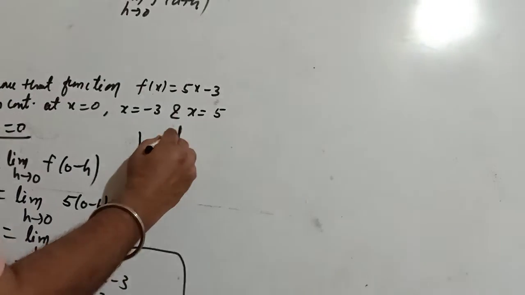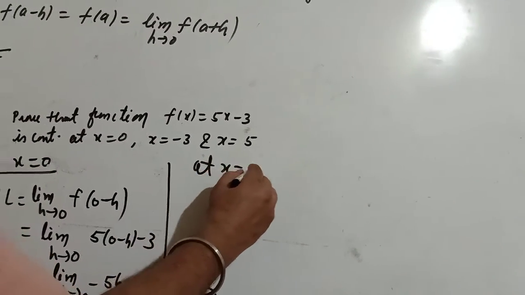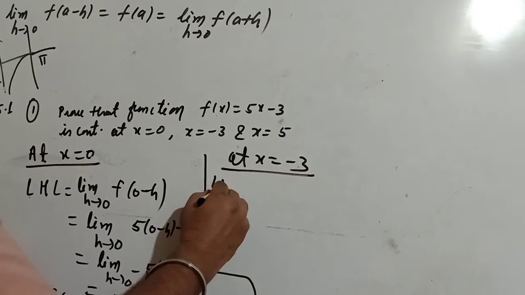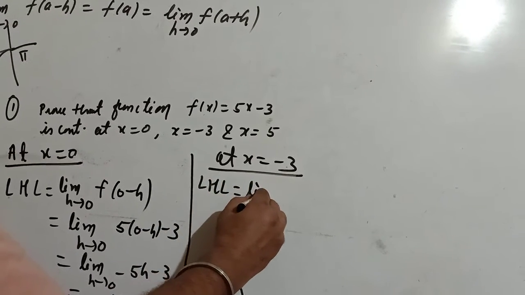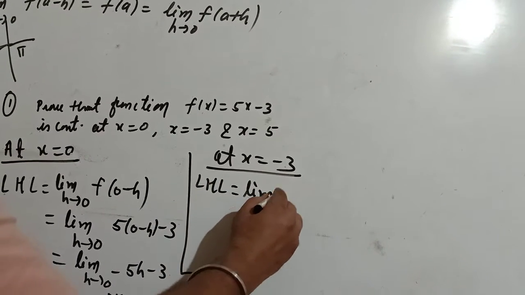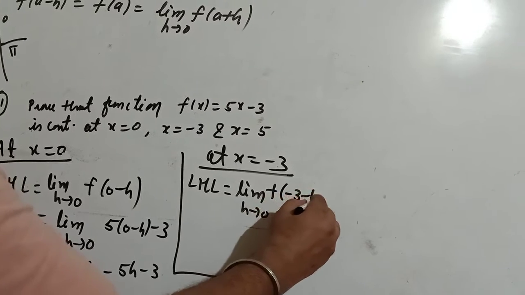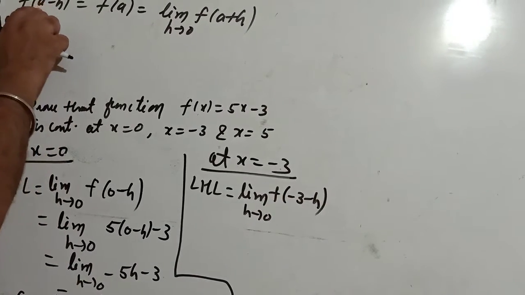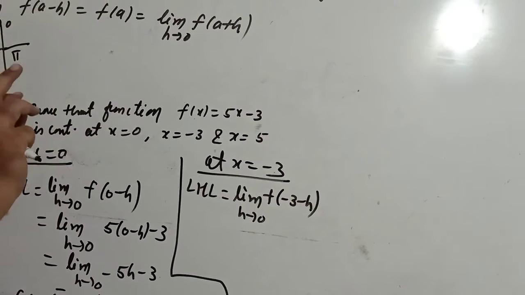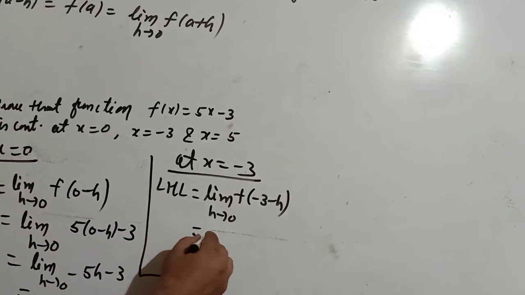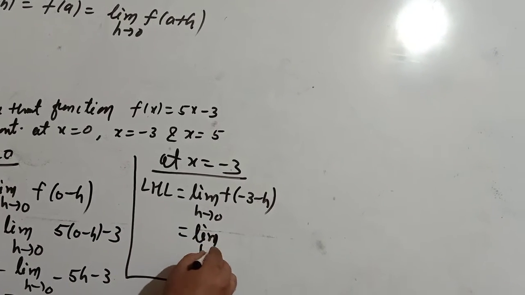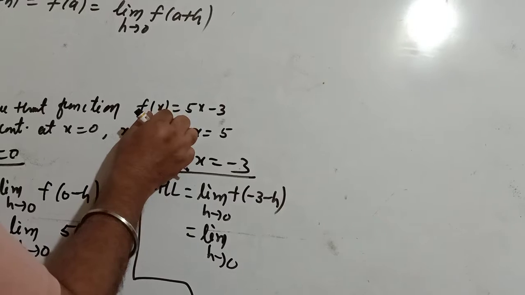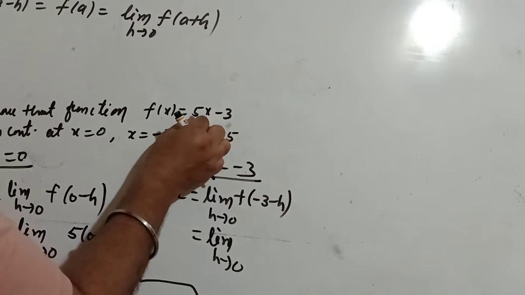At x equal to minus 3. So what will be the LHL? Limit h tends to 0, f of minus 3 minus h, because left hand limit is a minus h. A is the given point. So this is what? Limit h tends to 0. In this, the function is saying whatever you are giving, I will make it 5 times minus 3.